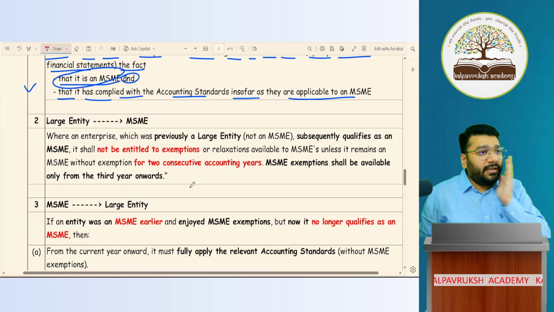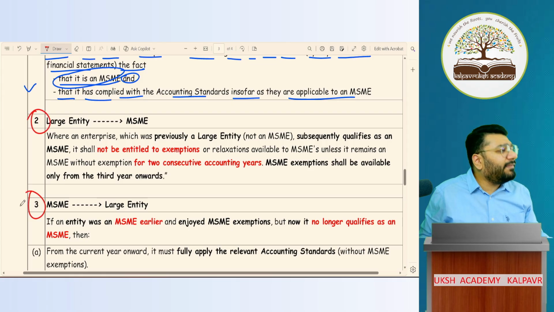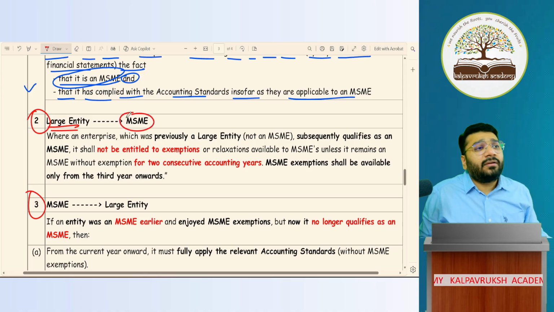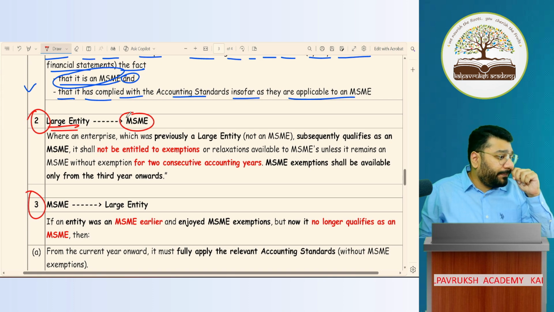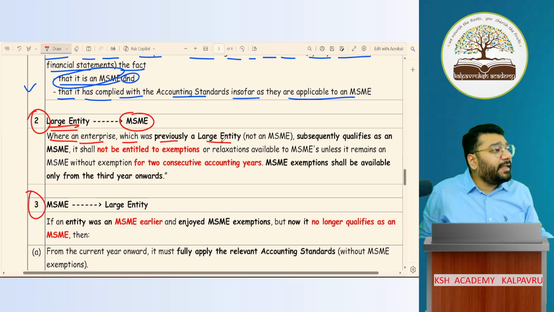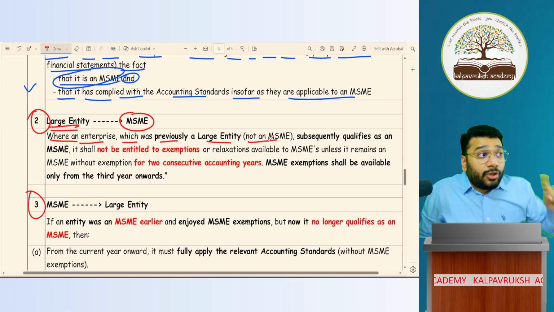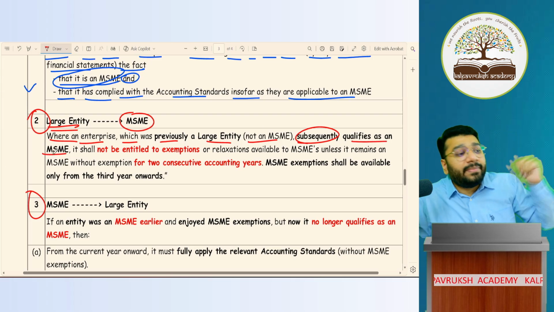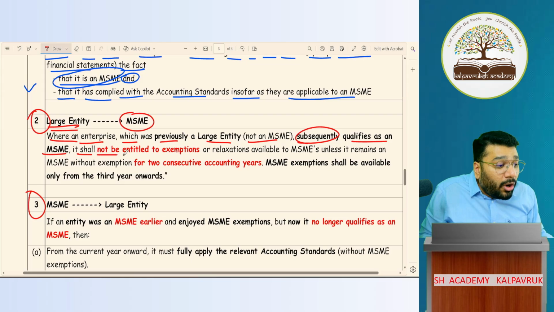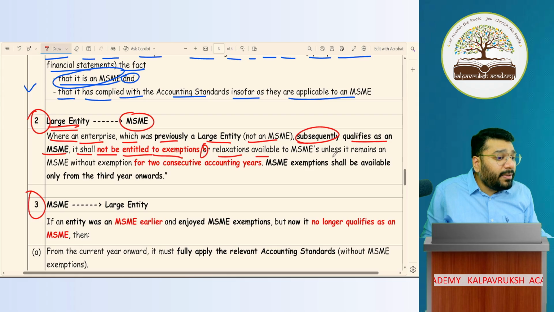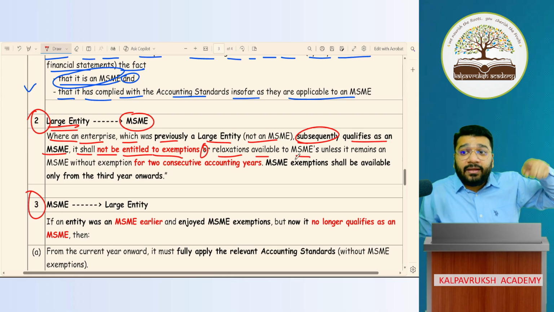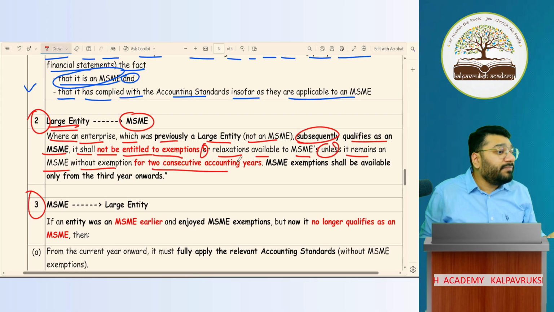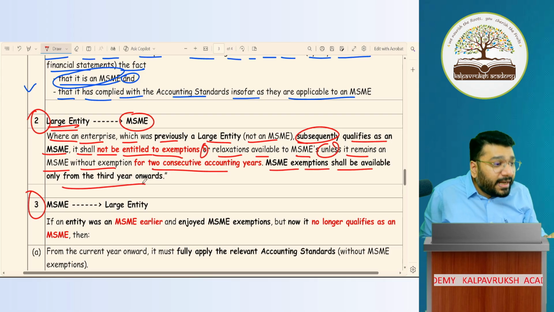Now coming to points number 2 and 3. High chances that a question can be framed based on this. Very, very tricky, please concentrate. An entity was a large entity earlier. Later, they became MSME. Where an enterprise which was previously a large entity, meaning not MSME, subsequently qualifies as an MSME, it shall not be entitled to exemption or relaxation available to MSME. Even though it is MSME, relaxation will not be given unless it remains MSME without exemption for 2 consecutive years. Means MSME exemption will be available only from the 3rd year onwards.